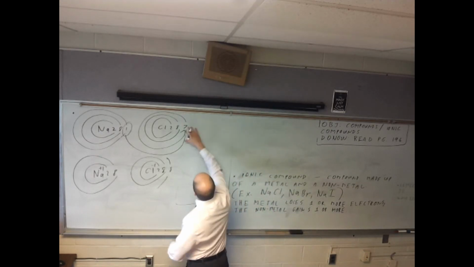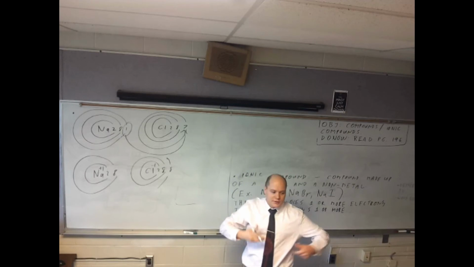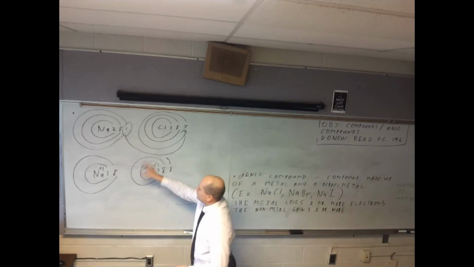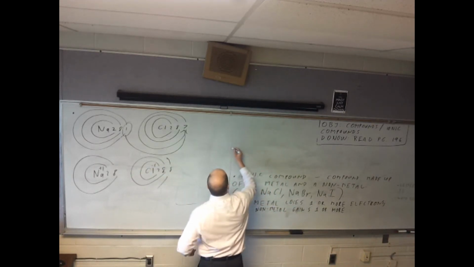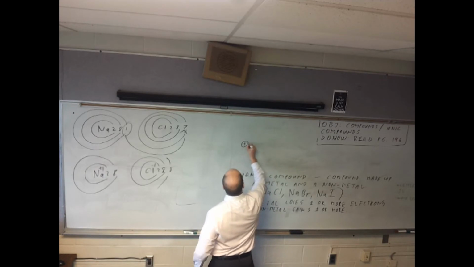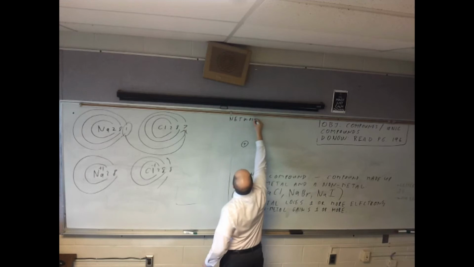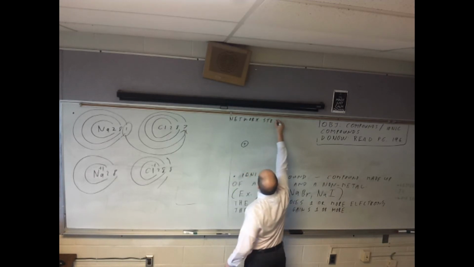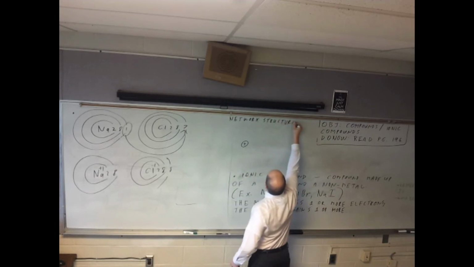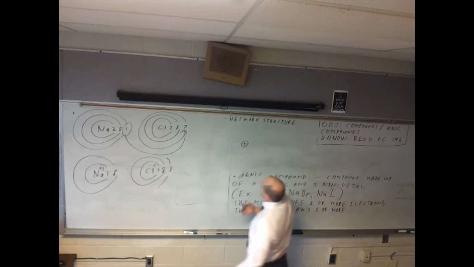Okay, so once this happens, and this happens to all of them, right? I mean, most of them until you run out of one or the other. What you have is, let's say you have one sodium here, and it's got a plus charge. You can call this network structure. So this is the structure that's formed.